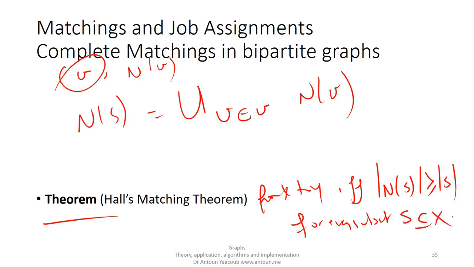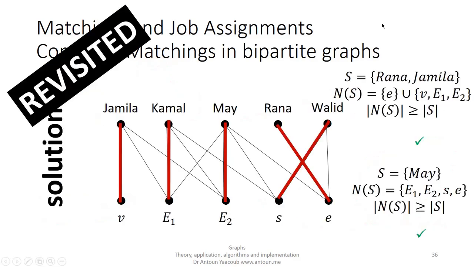So I need to find all the subsets in X, and if this inequality is verified, it means that I have a complete matching from X to Y. I can find a complete matching. So this is a revisited slide. So we see that it has a complete matching.